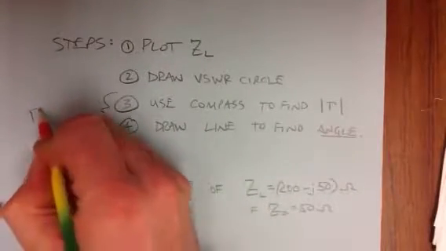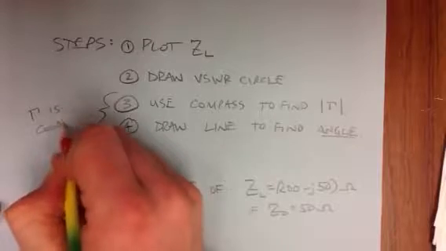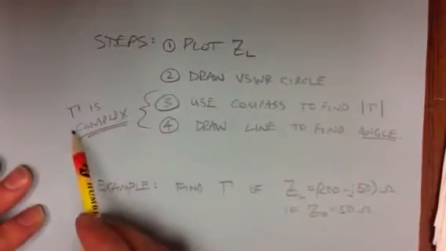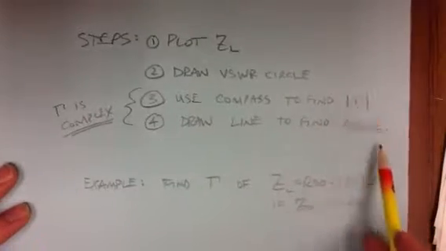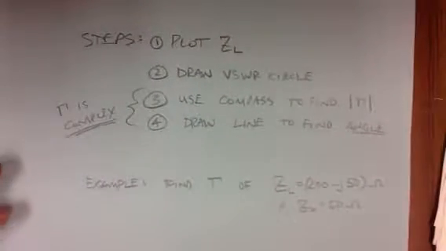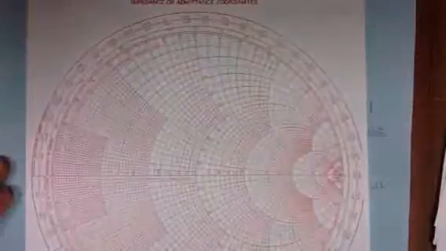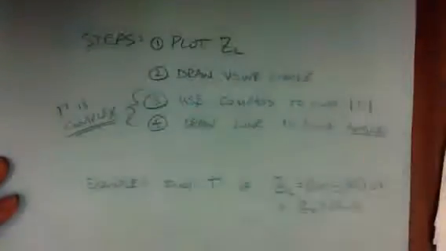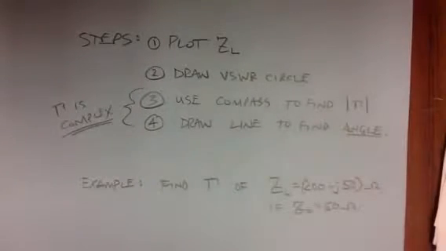because it's a complex number. So the real part is the magnitude, which is here, and the imaginary part is the angle. But you don't even really need to know that. So you just plot the impedance, draw the circle, draw a couple of lines, and you're done. I'm doing this assuming that you know how to plot an impedance and find the VSWR circle, which is in previous videos. So let's do this.